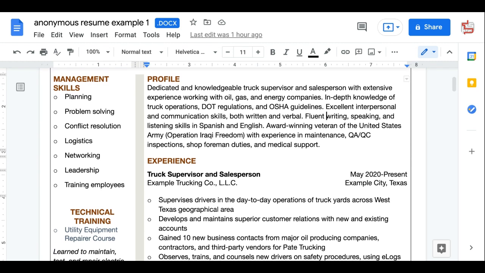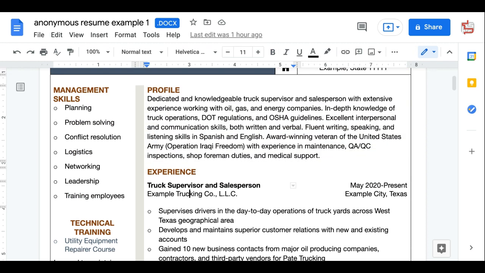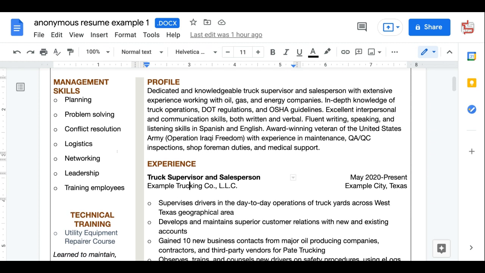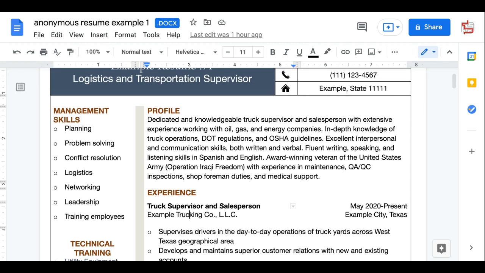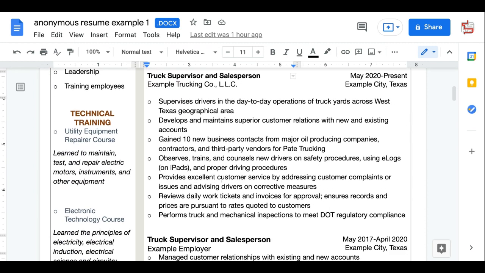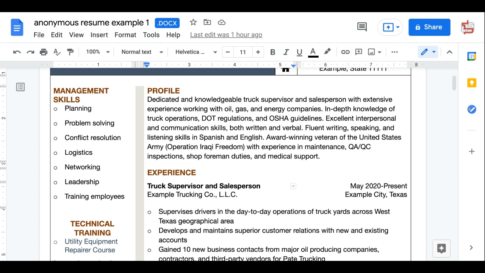So this resume is arranged in two columns. This is one column, and this is the other column. To make it look like this, I used about 25% and 75% or so. Don't quote me on those exact numbers, but basically I made a thinner column on the left side, and then I put the profile and the experience on the right side. So let's look at the left side.